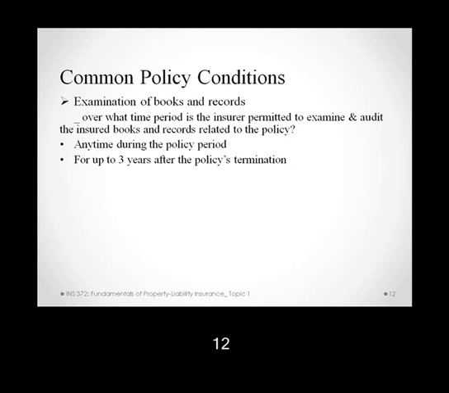because sometimes the losses are settled after the policy expires. In those cases, if the insurance company does not have the right to do their inspection, then the insurance company will be losing a lot of money, not making profit, because they simply do not have the right to do it. So for that purpose, the insurance company has the right to examine the books and records, even up to 3 years after the policy is terminated.